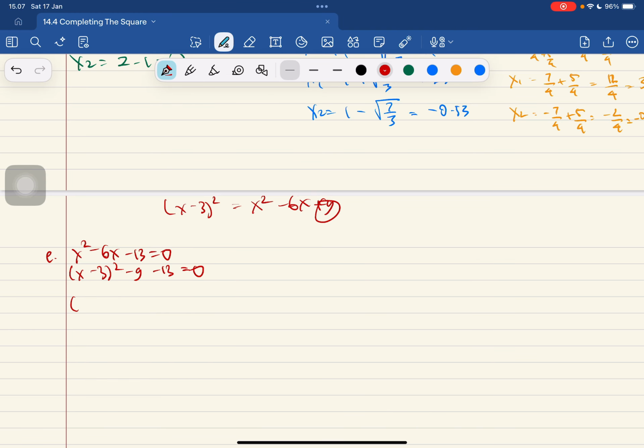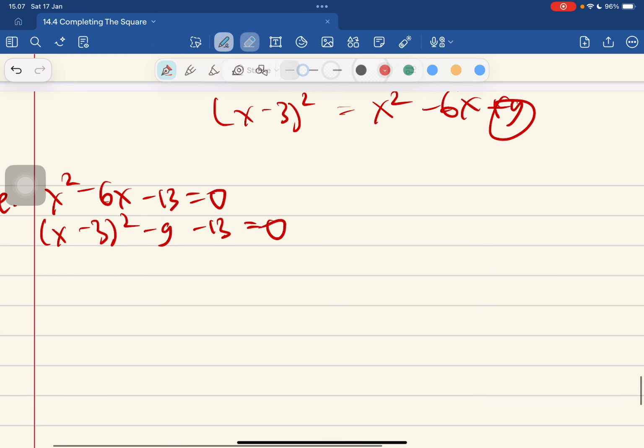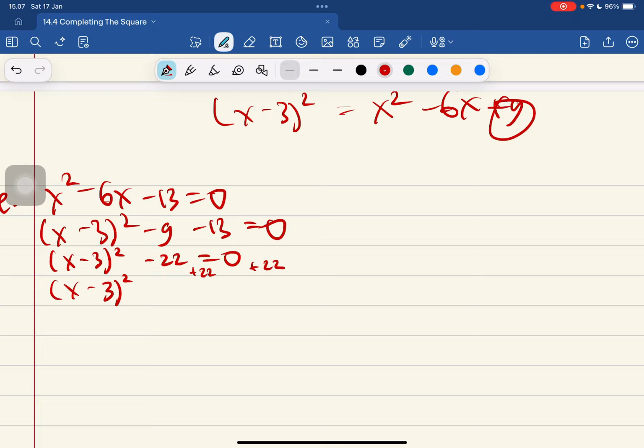So we got here x minus 3 squared, so minus 9, here we will minus it by 13, so minus 9 minus 13 is minus 22 equal to 0. Get rid of this minus 22, we plus by 22 on both sides, so we got x minus 3 squared equal to 22. Get rid of the square, so we make it square root, so x minus 3 equal to plus minus square root of 22.